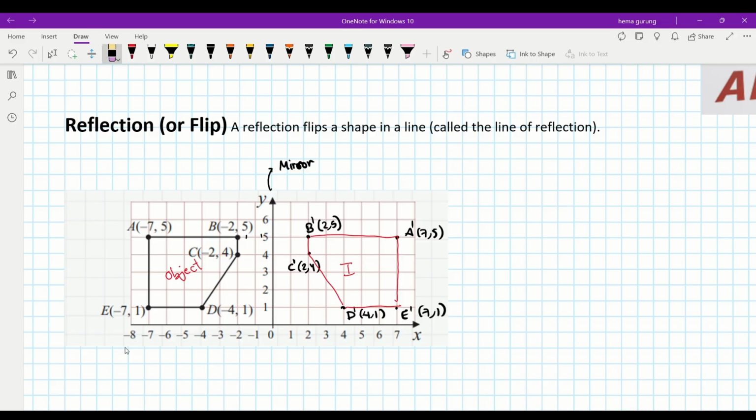You notice here that the object and the image are equidistant from the mirror. Also, you'll see that when I flip this image, it will exactly fit on the object.